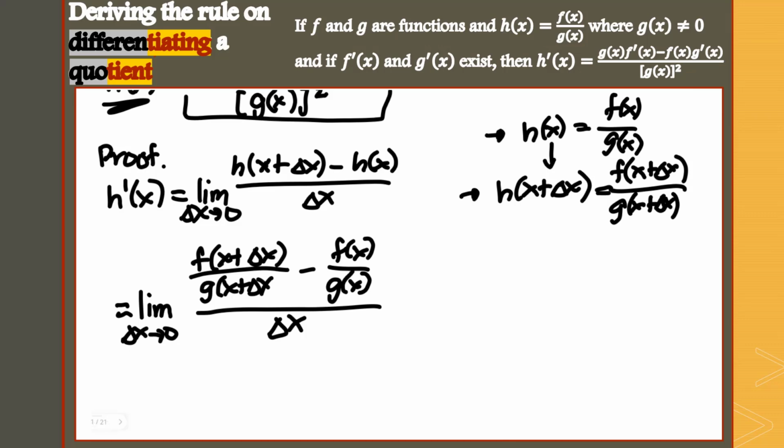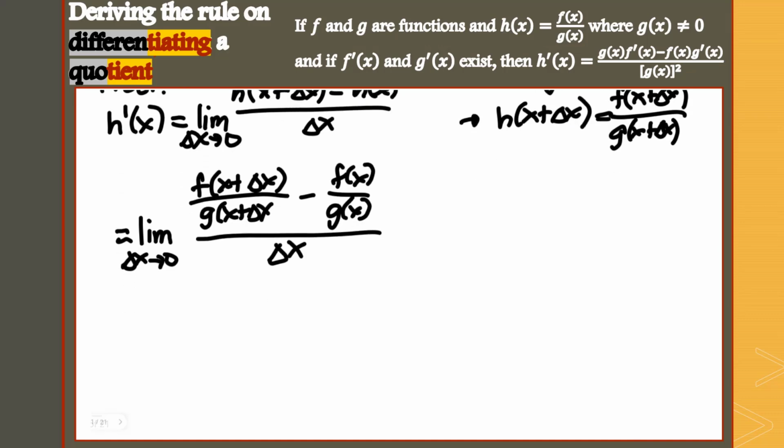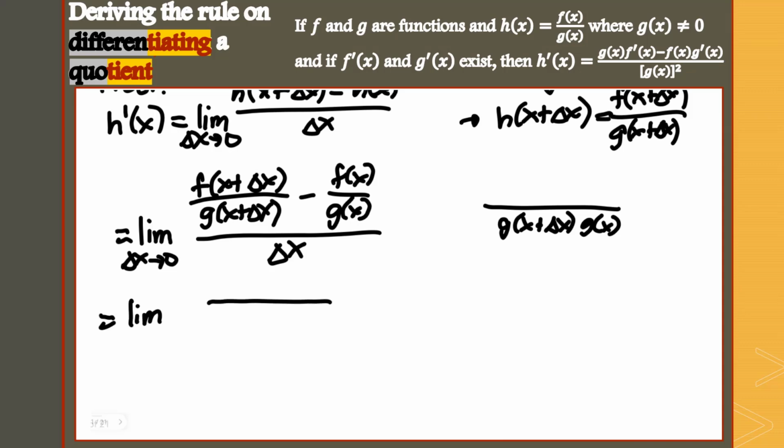Let's combine the expressions in our numerator. The LCD will become g of x plus delta x times g of x. Please bear with that. And of course, as you look into that, when you combine the similar fractions, you need to apply the notations properly. So the LCD of the numerator alone is g of x plus delta x times g of x.